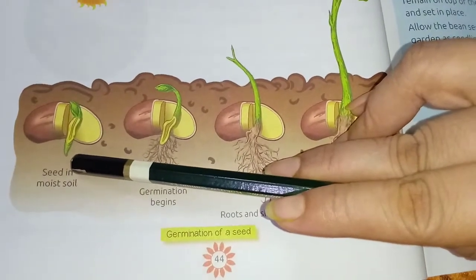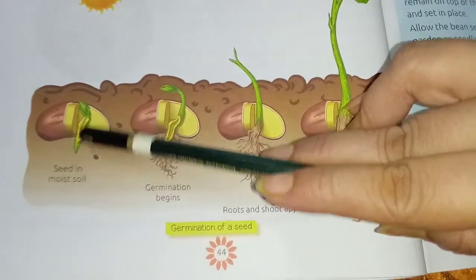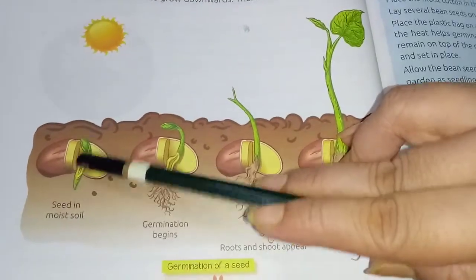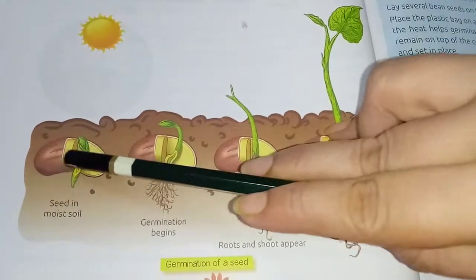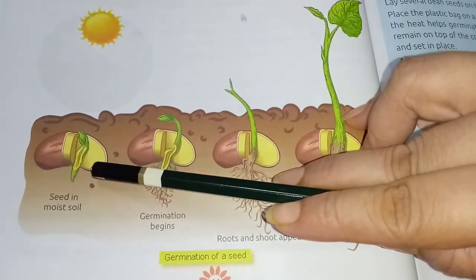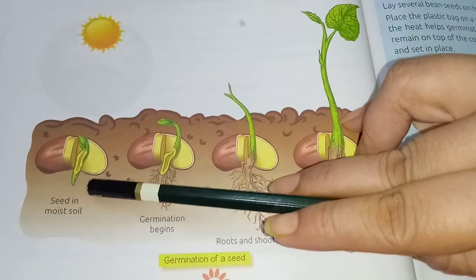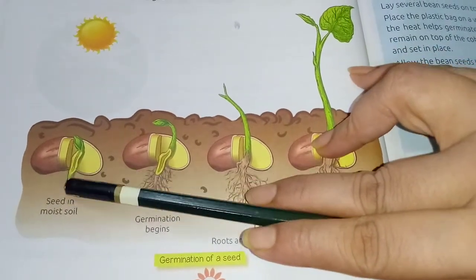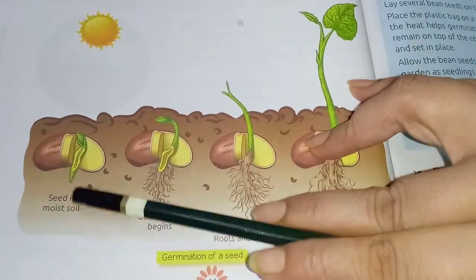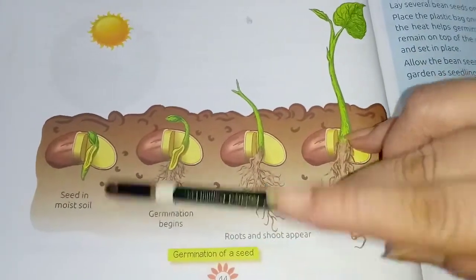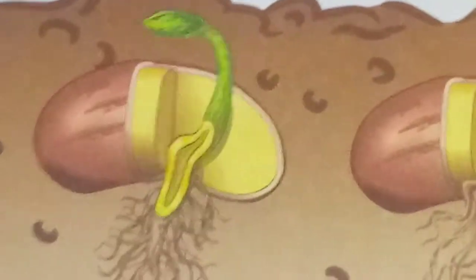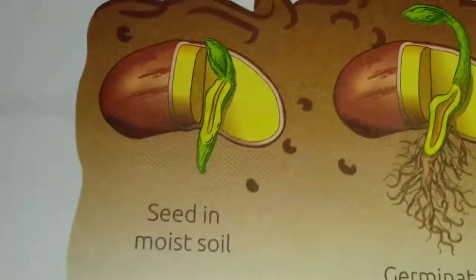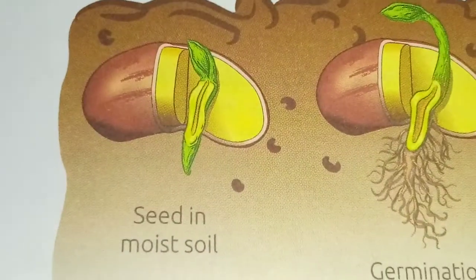The root of the embryo pushes the seed coat and it is divided into two parts. It grows down into the soil, into the moist soil. Seed in moist soil. It grows down into the soil and forms the root.